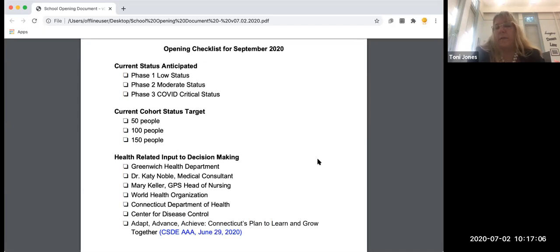And this document is not finished. Obviously, we just got the information Monday night, but I'm giving you a glimpse of how we're planning and putting this together. First of all, we're going to have to determine the status. Are we phase 1, 2, or 3? And again, is that going to be different for one of our buildings versus another, based on what we can or cannot do within the building?